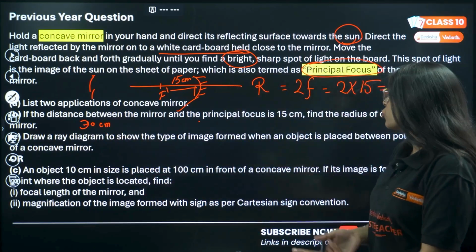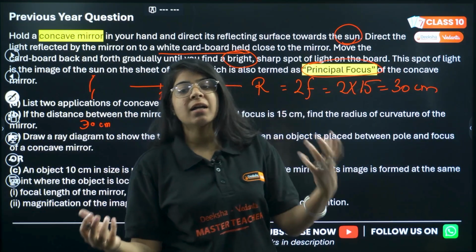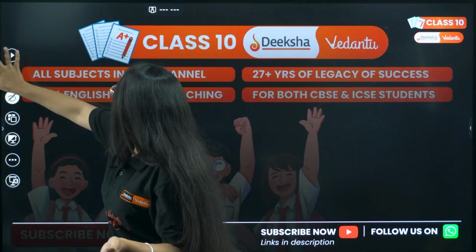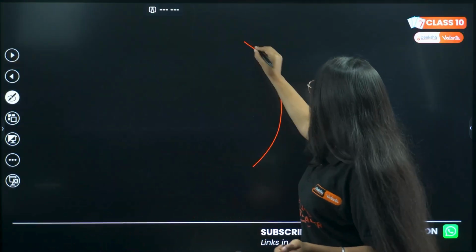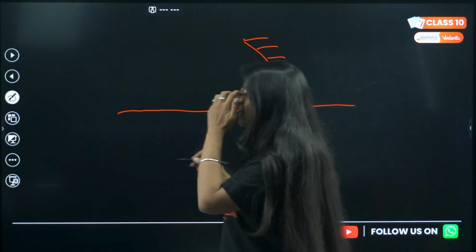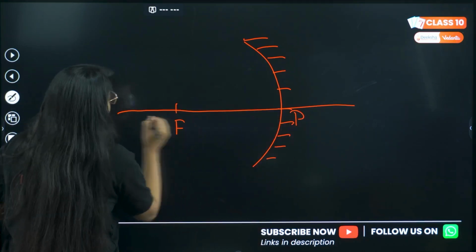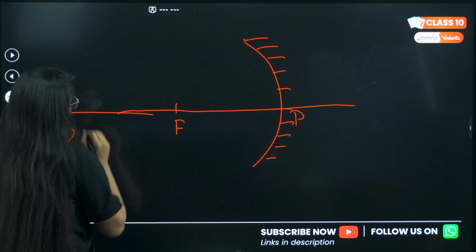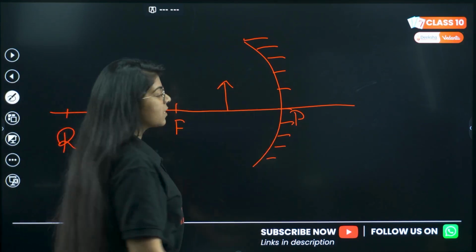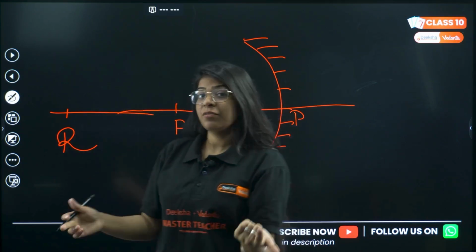Draw a ray diagram to show the type of image formed when an object is placed between pole and principal focus of a concave mirror. Let's make the image. See, this is our concave mirror. What they are saying is that the object is placed between pole and principal focus. If the object is placed between pole and principal focus, we know this is the 6th case of concave mirror, which is different from the rest of the cases.